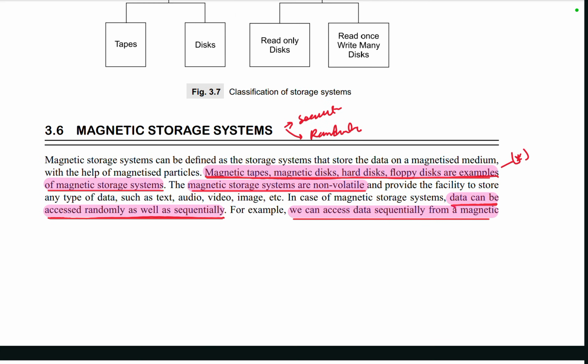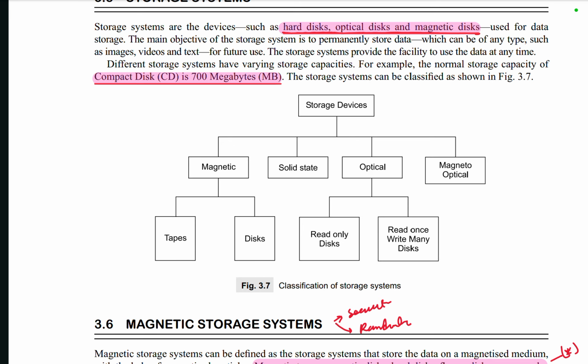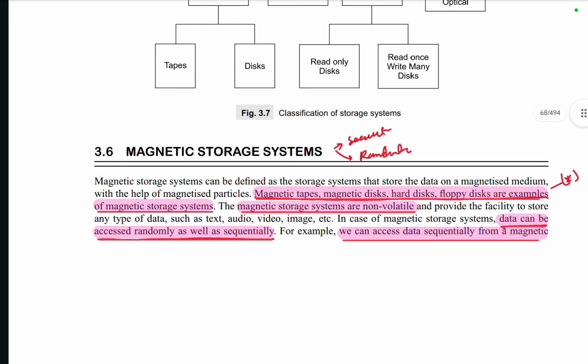Magnetic storage system. Storage devices: magnetic, solid state, optical, magneto-optical. Magnetic has two types: tapes and disk. Optical: read only disk, write once read many disk. Magnetic tapes, magnetic disk, hard disk, and floppy disk are examples of magnetic storage systems.